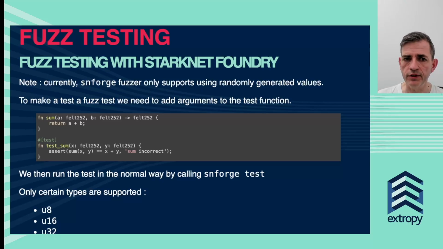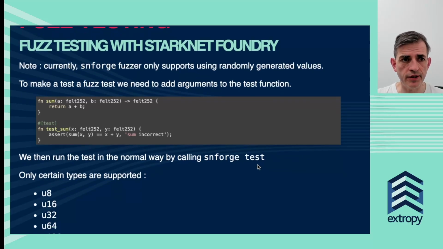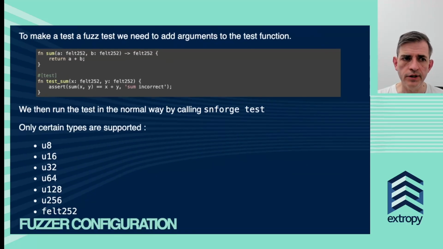With Foundry, the way that we create a fuzz test is to add an argument to the normal test function, as you can see here. And then you run the test in the normal way, and it will provide random values for those extra arguments. Only certain types are supported at the moment, as you see there. So it is limited also in that sense. It may not be applicable to every test that you have.